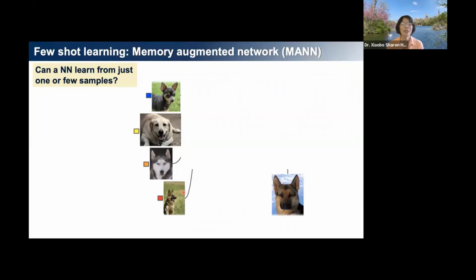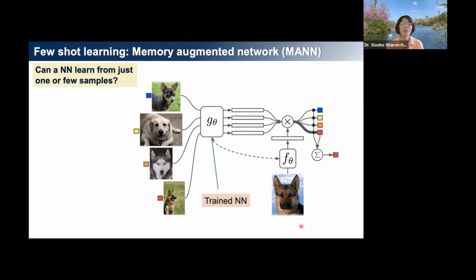Let me just say, if I give you these 4 dogs, after you look at it, if I give you another dog, you can probably quickly say, oh, I think this is this type of dog, right? That's what humans are good at: learning from very few samples. For the few-shot learning setup, in this memory augmented neural network, we can use a trained neural network to learn the features and then use an attention memory to store the features we have learned. Okay?